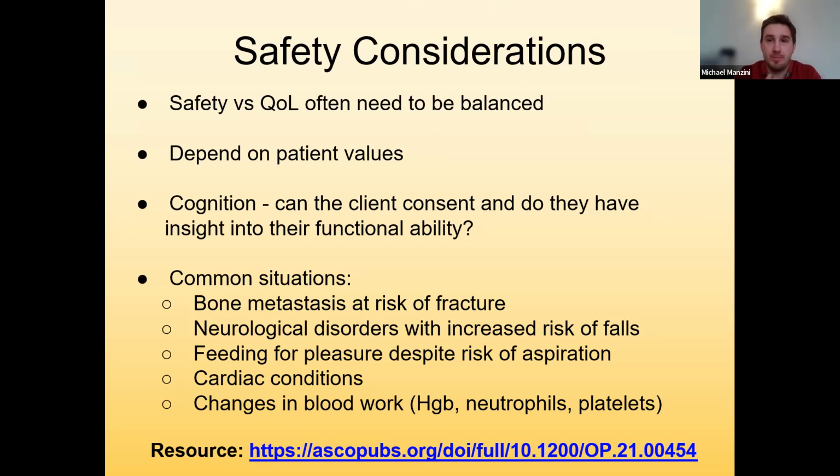I did just include a resource at the bottom there that I found particularly helpful. It's exercise recommendations for people with bone metastases: expert consensus for healthcare providers and exercise professionals. And there are some really good recommendations in that resource. Next slide.